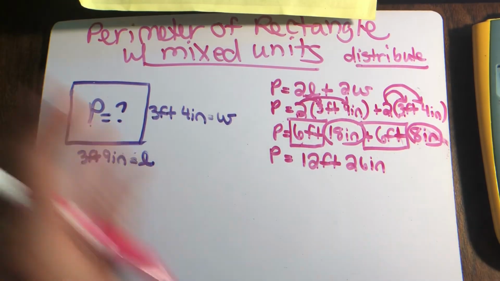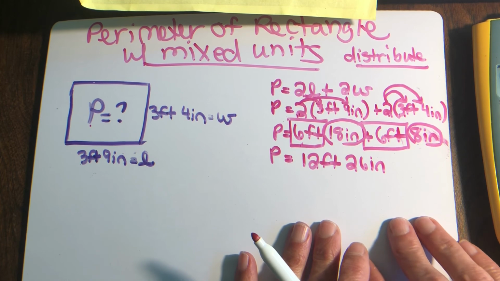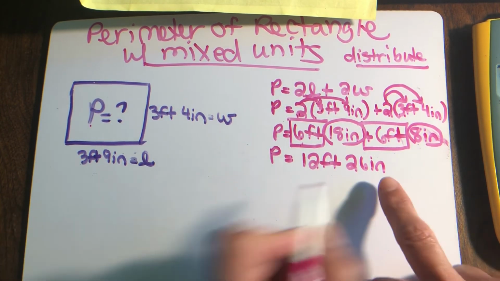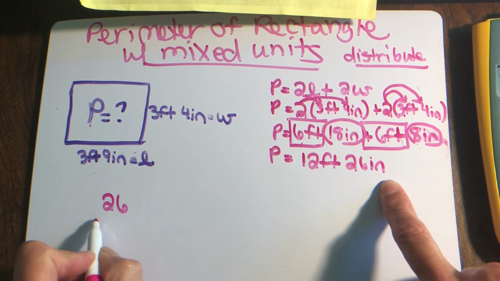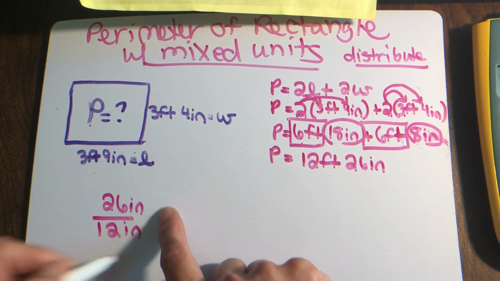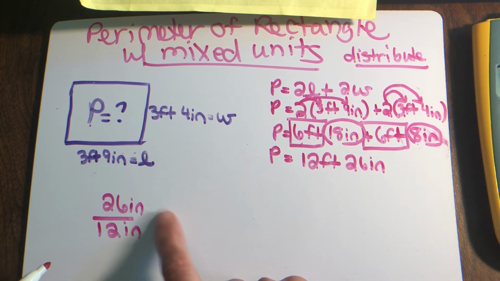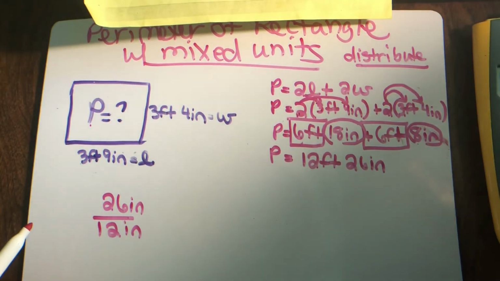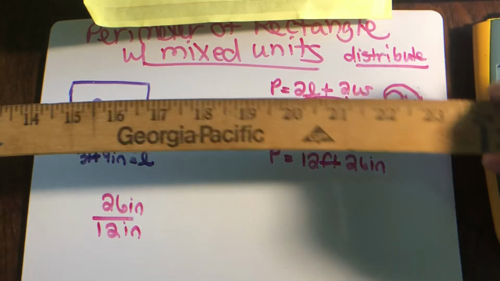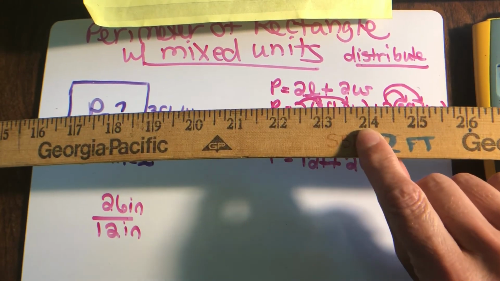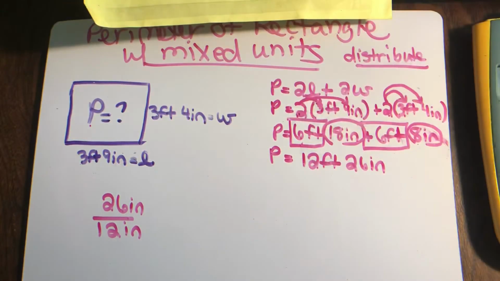So I'm gonna just kind of go off to the side and do a little scratch work, so that I can come back to my problem. 26 inches has to be simplified. So I put it over my 12 inches. Okay, are you following me on that? Because think about a ruler. 26 inches right here is really 2 feet with 2 inches left over, because there's 12 inches in every foot.